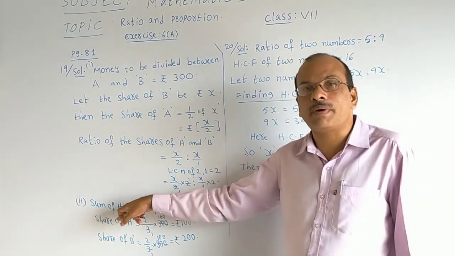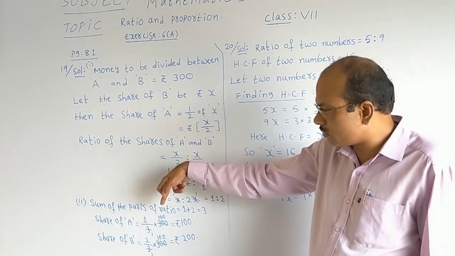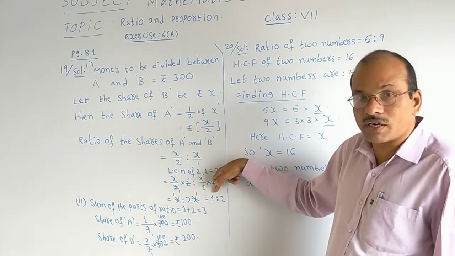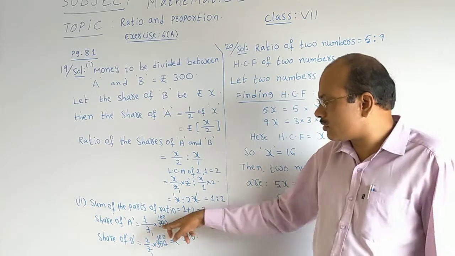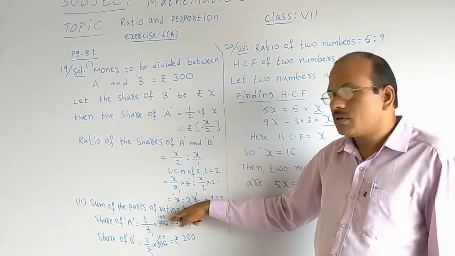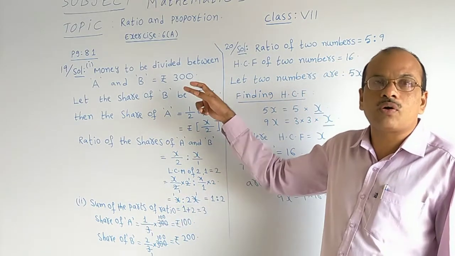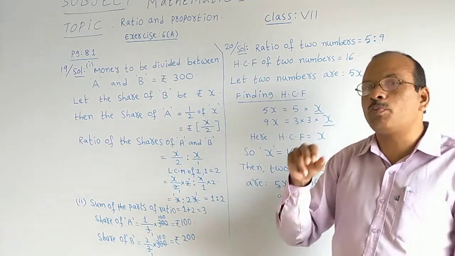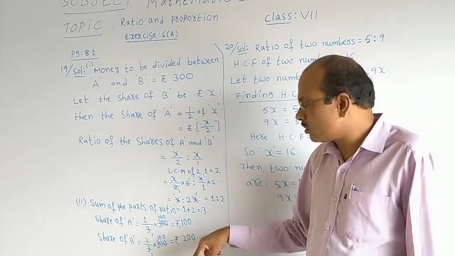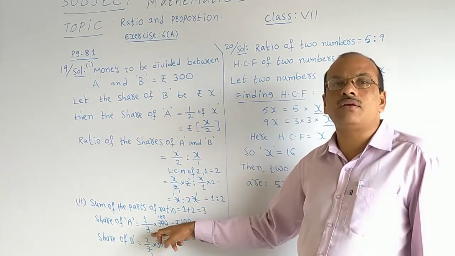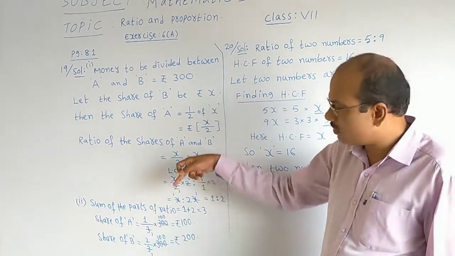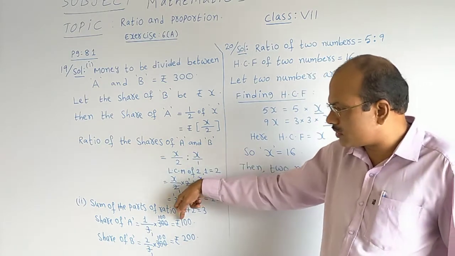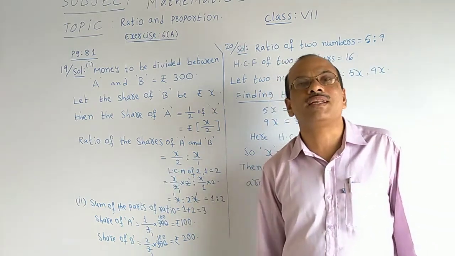Then the share of person A is 1 part, right? So 1 by the total parts 3, into 300. That is the total money to be divided between the two people. So 3 and 300 cancel. 3 ones are 3, and 3 times 100 gives you 300. So 100 rupees will be the share of person A.